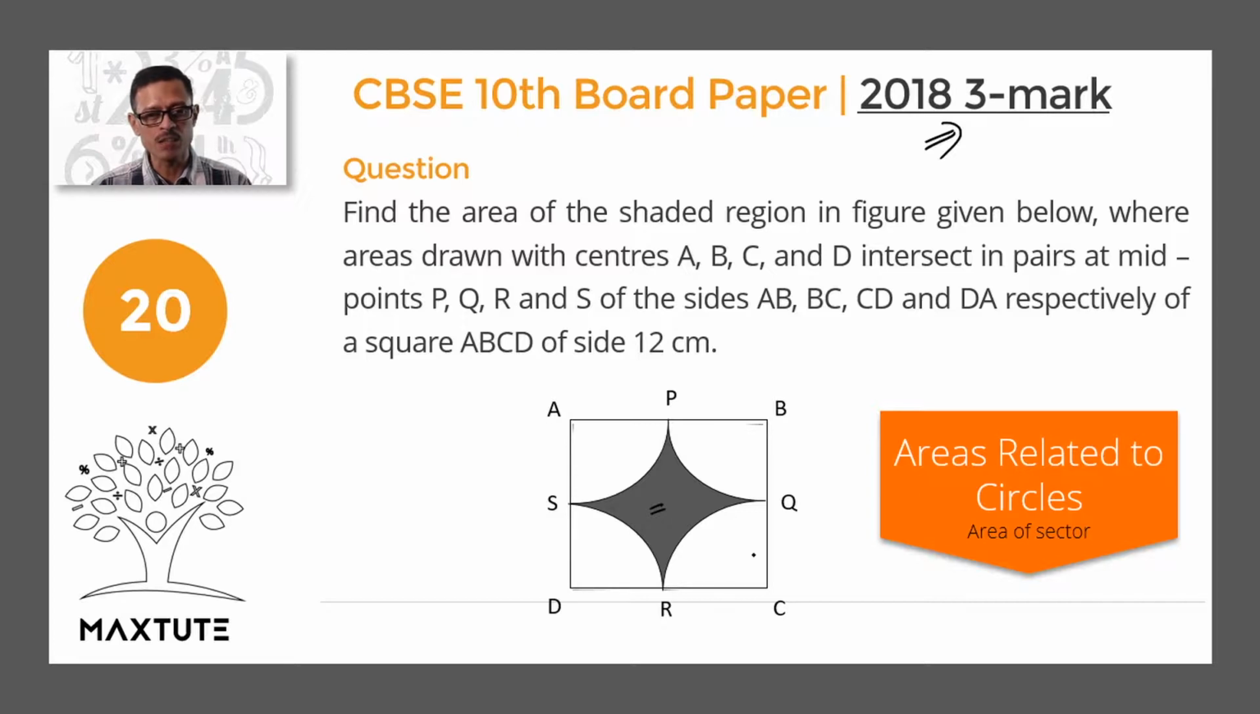What are we presented? We are presented a square of side 12 centimeters. How is this area carved out? We are basically taking away 4 parts from it. 1, 2, 3, 4. All of these 4 parts essentially have been drawn with centers as A, B, C, D, which are the vertices of the square, such that they meet each other and they are of equal length. And they meet at the midpoint.